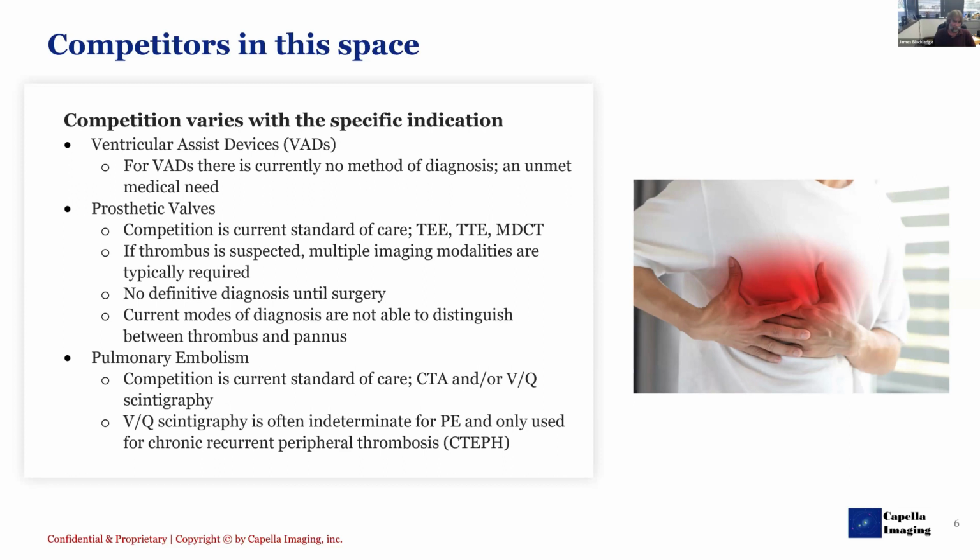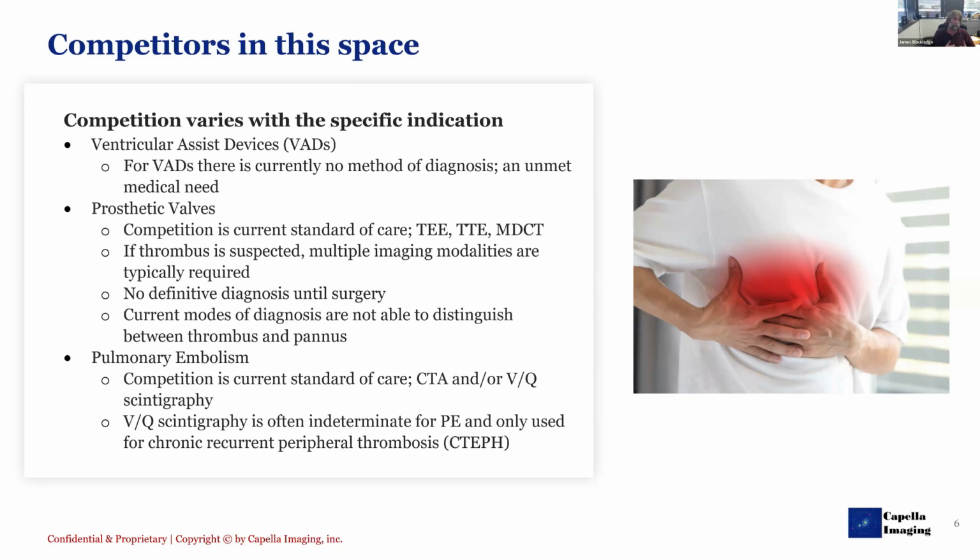And one of the biggest attractions of this is, common with valves, there are two problems. One is thrombus, and the other is something called pannus, which is a fibrous growth of tissue over the valve, which is very different from thrombus. And the reason that's important is current imaging modalities cannot distinguish between the two. And the treatment is vastly different. Thrombus you can treat with various anticoagulants. Pannus requires surgery.